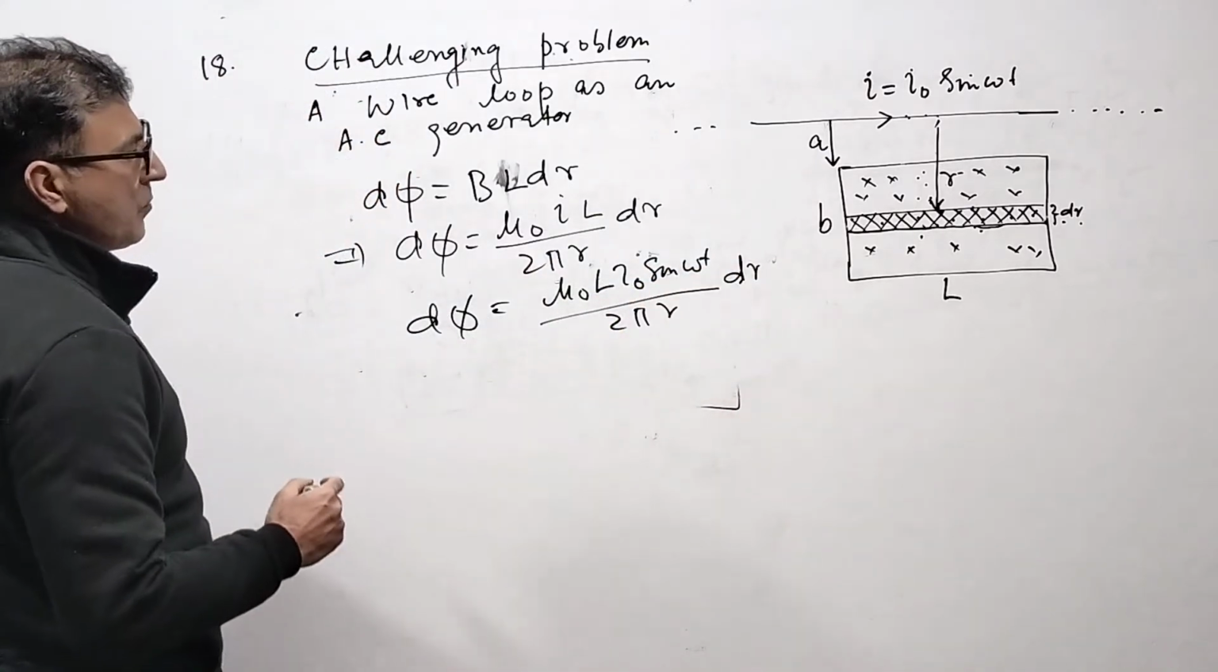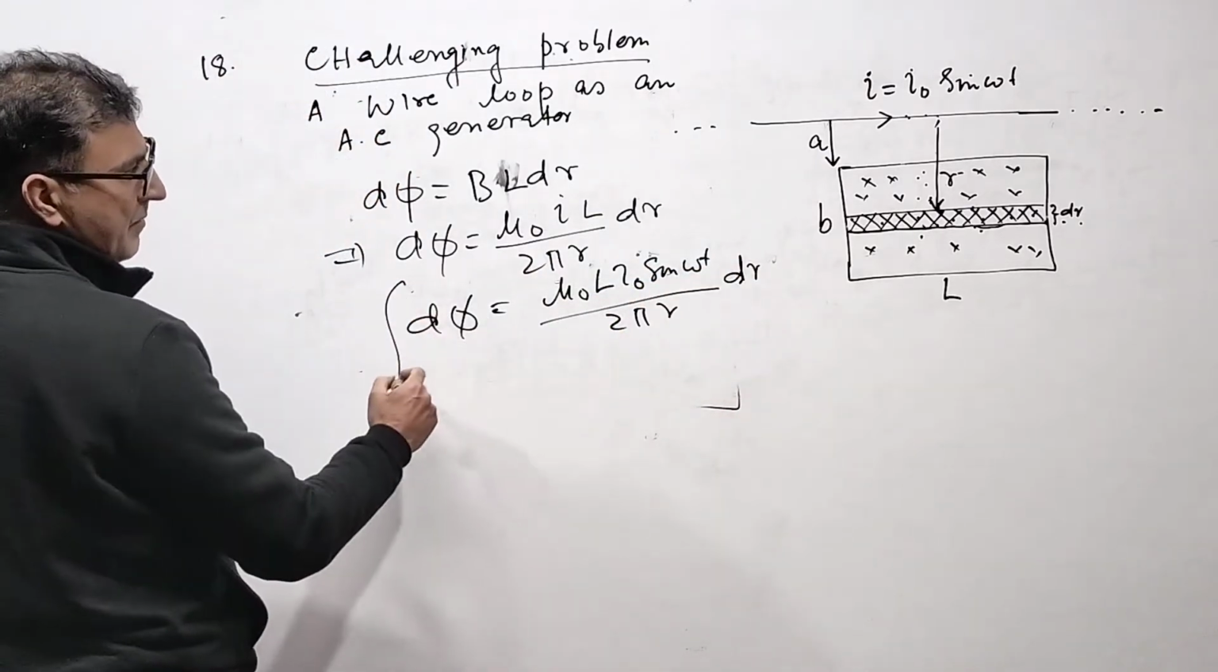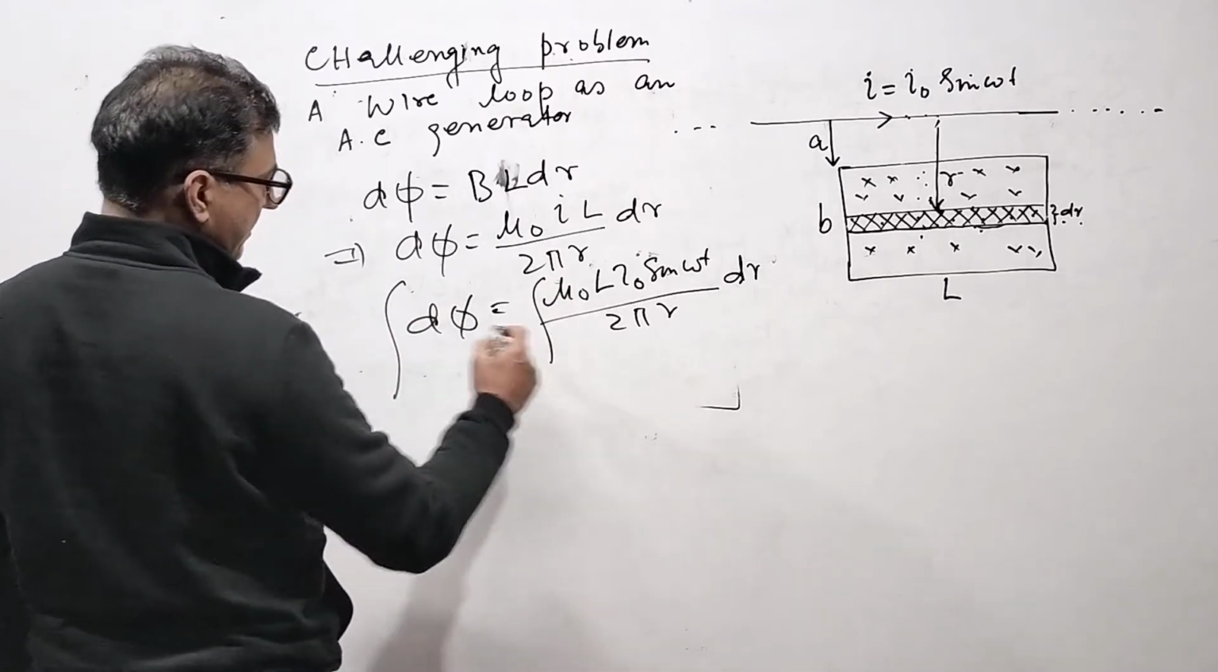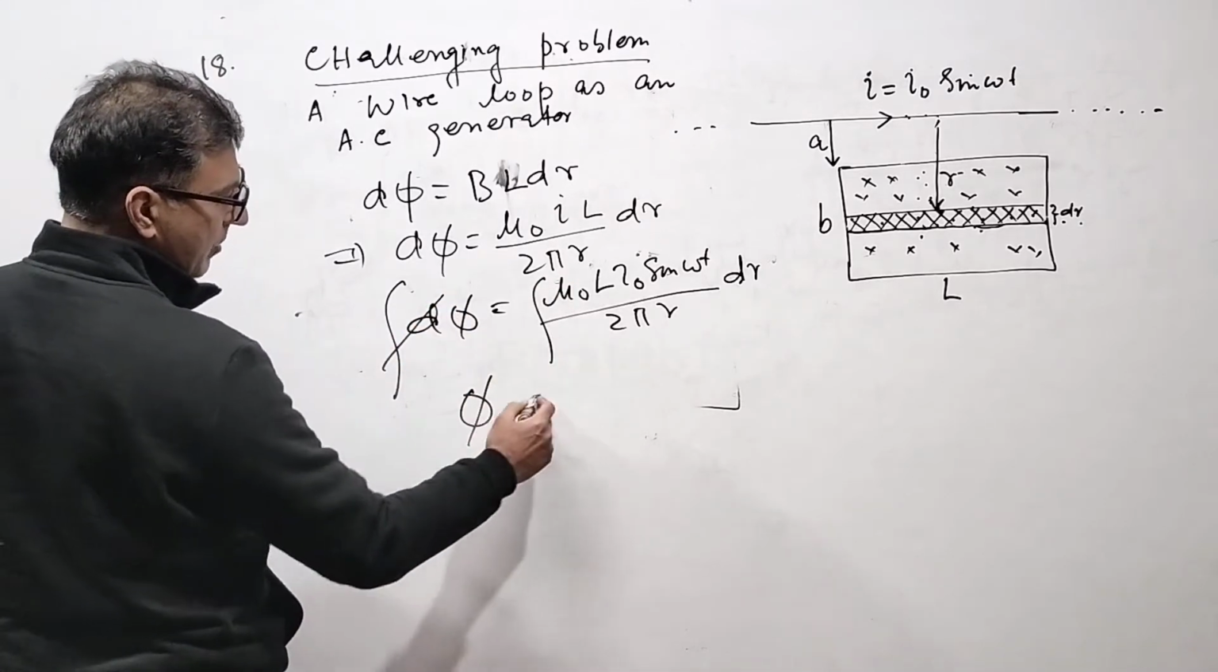Now integrate both sides to find the total flux. Integrate, and here I will integrate. So phi is equal to, how much is that?